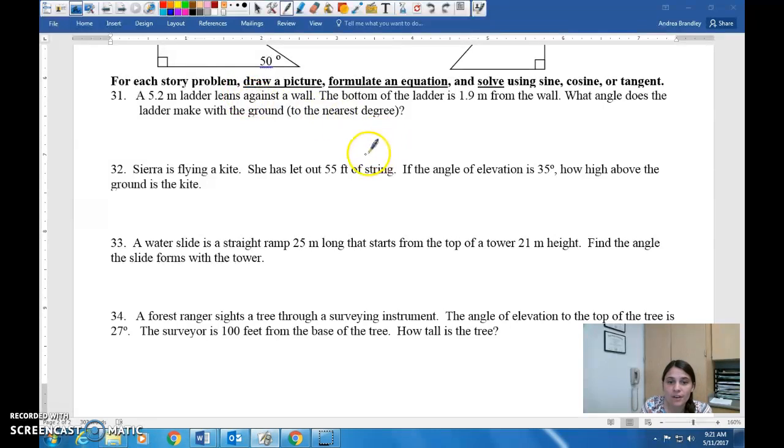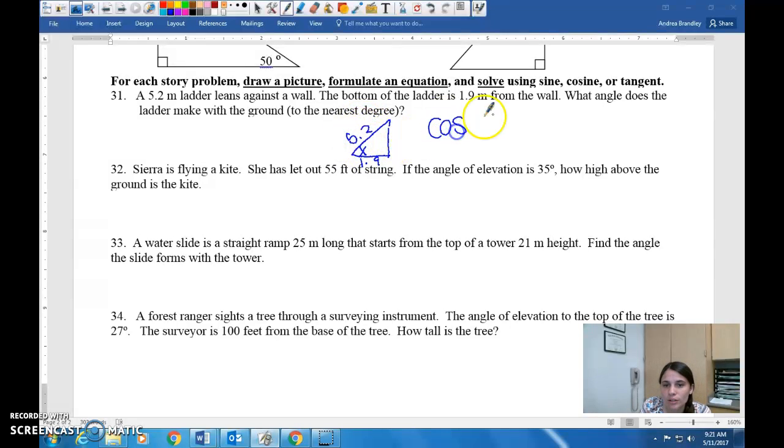So it says we have a 5.2 meter ladder. So here's my ladder. It's 5.2 meters. And it's leaning against a wall. So here's my wall. The bottom of the ladder is 1.9 meters from the wall. So this is 1.9. What angle does the ladder make with the ground? So I'm trying to find this angle right here. So this 1.9 is adjacent to my angle, and the 5.2 is the hypotenuse.